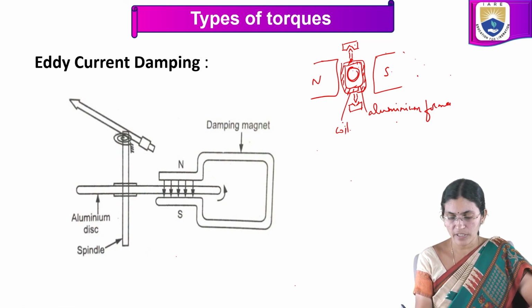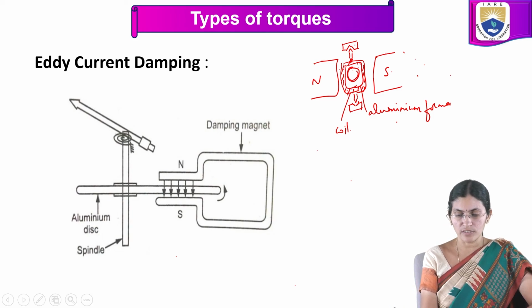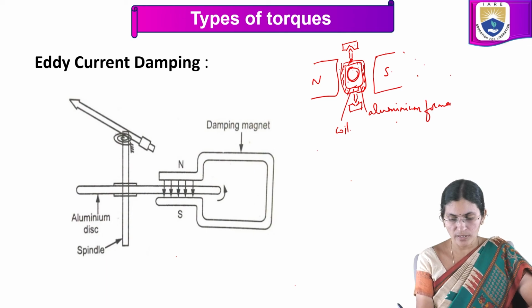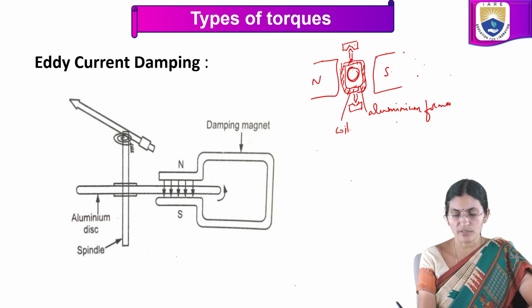When current is supplied to the coil, the coil will carry current. When a current carrying conductor is placed in a magnetic field, there will be a force exerted on the coil. This coil is placed in the aluminum former. As the coil deflects under the influence of deflecting torque, the aluminum former will also try to rotate.